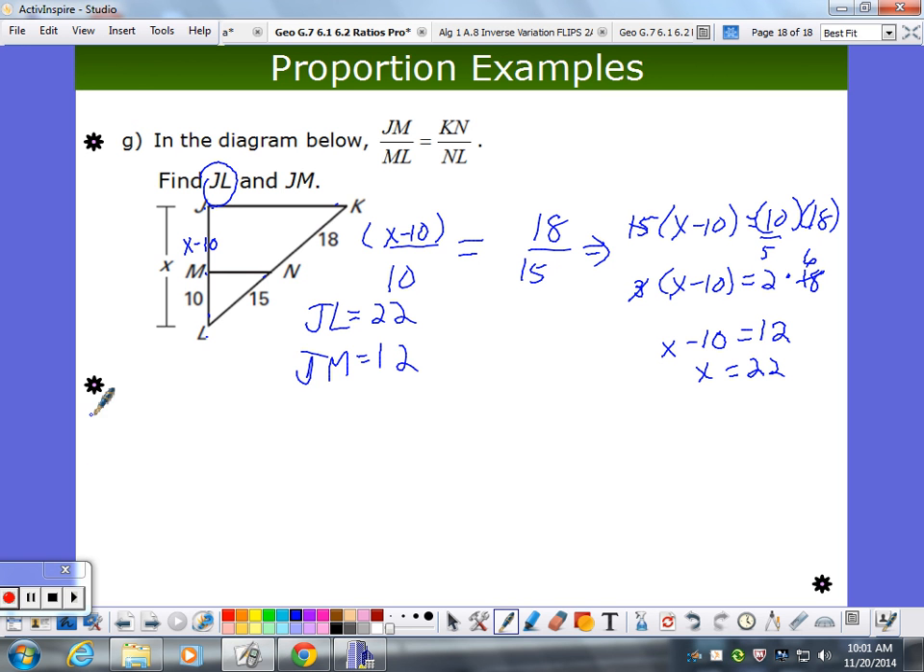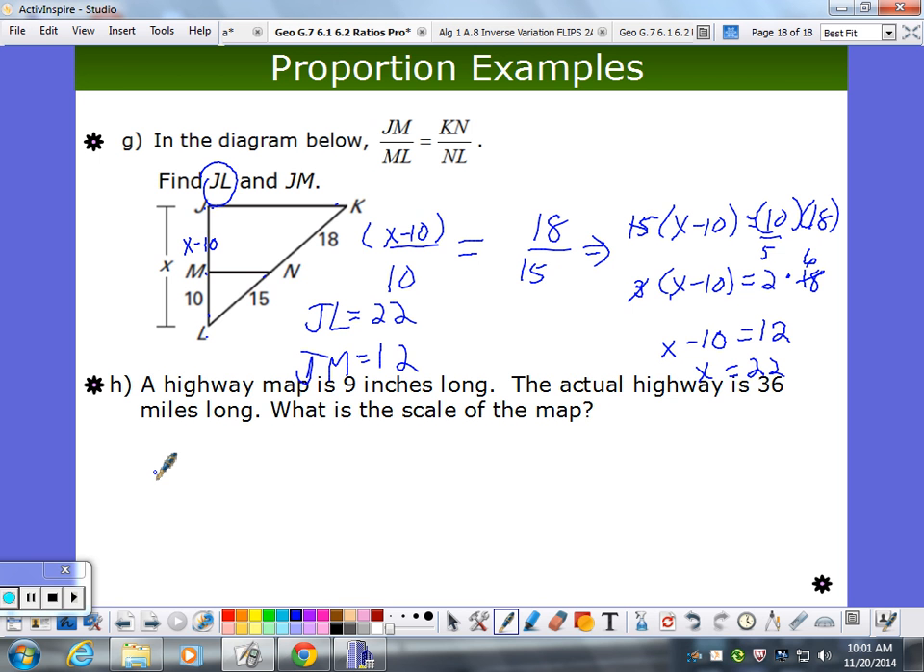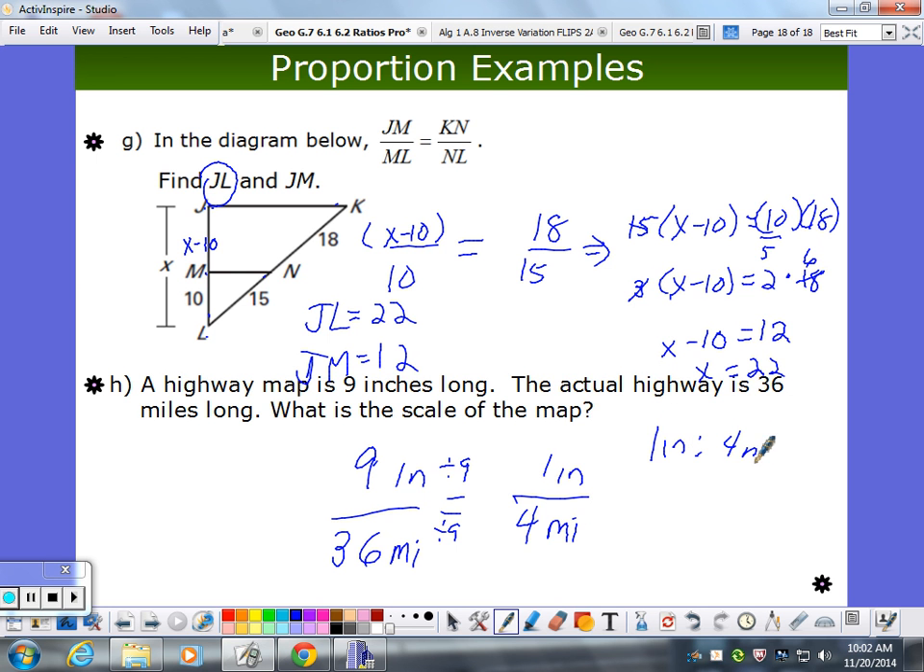Last one on this page here. I think you've done these, definitely in some kind of pre-algebra. A highway map is 9 inches long. This is like scale drawings. The actual highway is 36 miles long. And what's the scale of the map? So it goes 9 inches is to 36 miles. We tend to say 1 inch is what? So to get 1 inch, you would divide both of these by 9. So 1 inch is to 4 miles. It works out nice here. It was a nice integer answer.